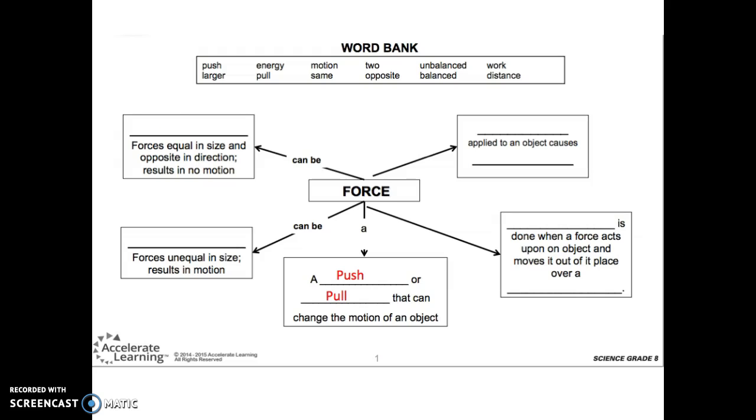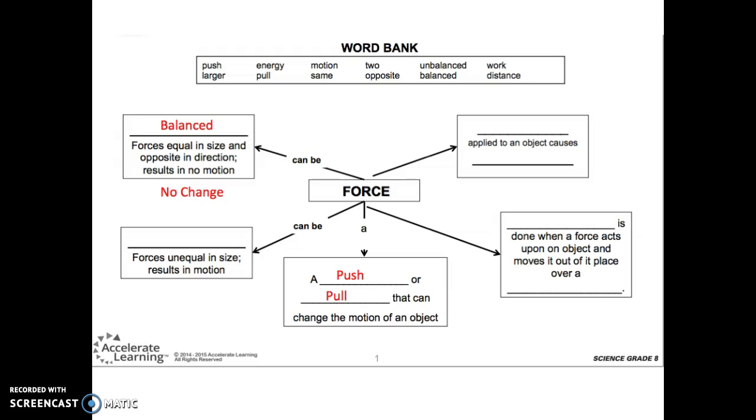One of these can be balanced forces. This is when our forces are equal in size and opposite in direction. The result is no motion. And something I want you to write is no change in motion. We can actually have balanced forces that are moving, but they're moving at a constant speed. They're not changing direction and they're not changing speed.